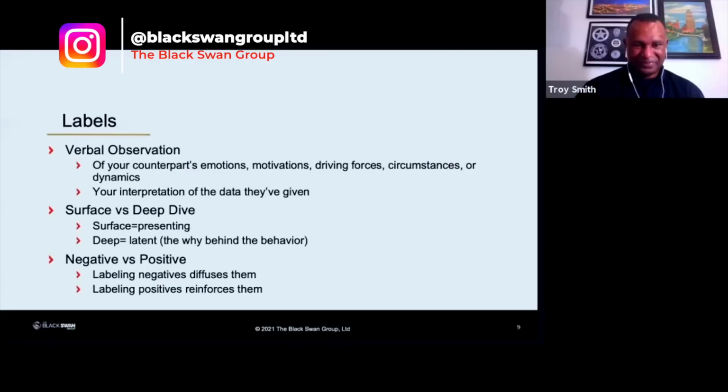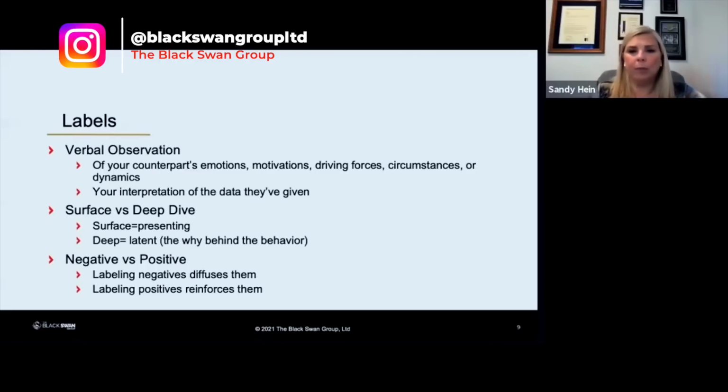It's you interpreting. When you're using a label, you can do what we call a surface label, which is what's presenting. Usually what's presenting when you're dealing with someone else is whatever emotion they're feeling, because a lot of times you can see it in their body language, or feel it in what they're saying. Labeling that surface element is not a bad thing to do, but it's better if you can use a deeper label, which is trying to get to the why behind the behavior.